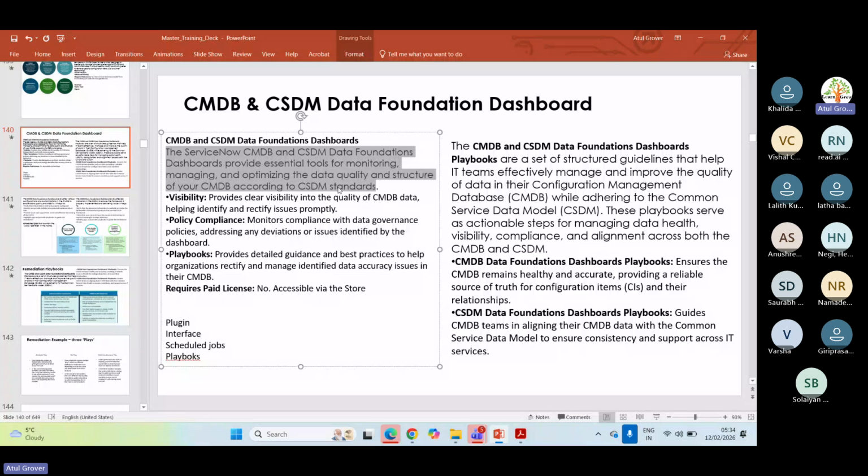If I hide CSDM, CMDB alone cannot work. If I remove CMDB, CSDM cannot work alone.